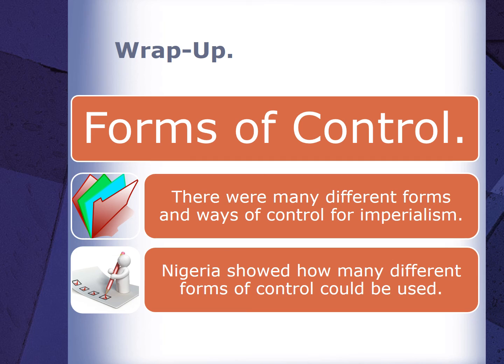Okay, so forms of control. So remember, there are many different forms and ways of control for imperialism. We talked about economic imperialism, the protectorate, sphere of influence. There are many different ways and many different reasons for imperialism. And again, direct control and indirect control. It could be a certain set policy, or the policy could be split up amongst the nation. And Nigeria, like I said, showed how many different forms of control could be used. You could have direct control in one area and indirect control in another.